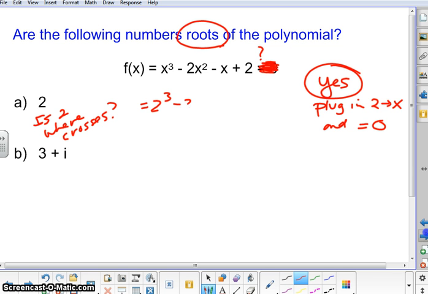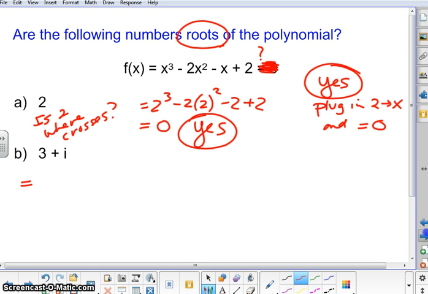2 cubed minus 2 times 2 squared minus 2 plus 2. And after you add all that together, you get 0. So yes, we can say that indeed 2 is a factor. The next one's a little trickier, but we're still going to do the same thing as far as putting 3 plus i everywhere we see an x. Squared, and then our job now is to multiply and add and distribute and do all that together, and then we're going to combine like terms.